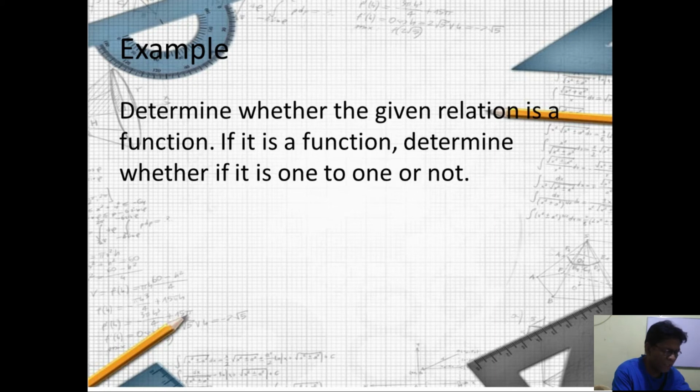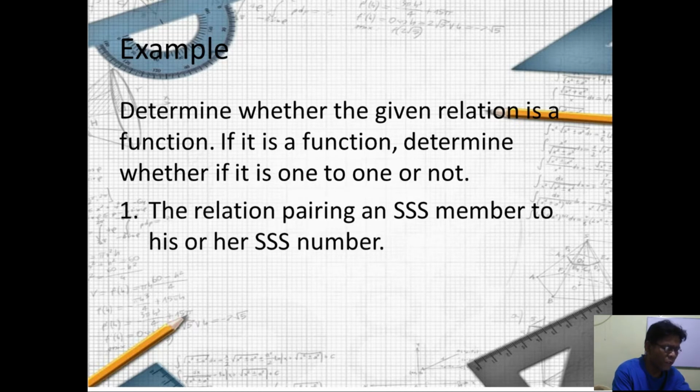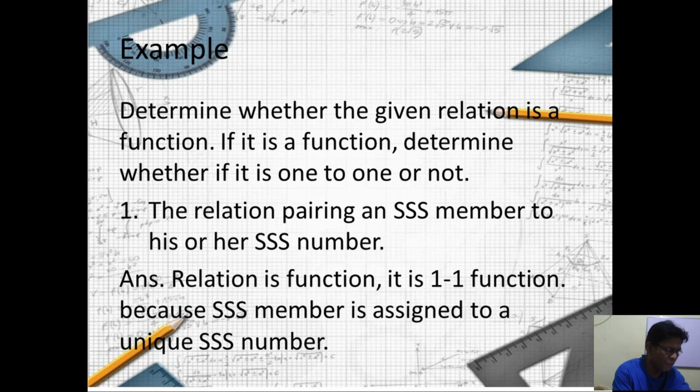Determine whether the given relation is a function. If it is a function, determine whether it is one-to-one or not. Okay, number 1. The relation pairing an SSS member to his or her SSS number. The answer is, the relation is a function and it is a one-to-one function because each SSS member is assigned a unique, or one, SSS number.